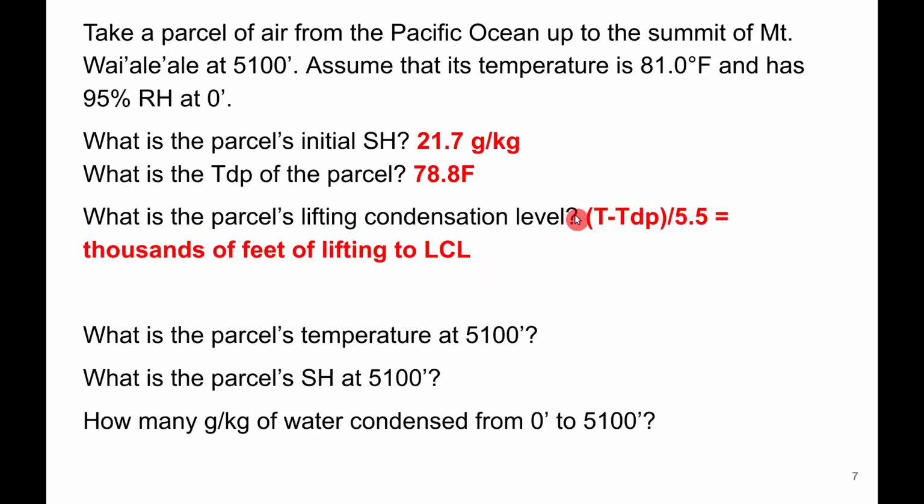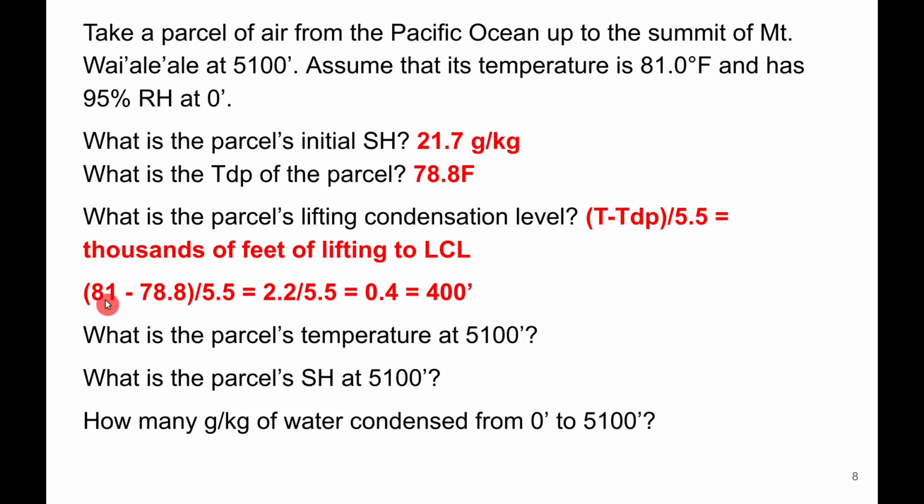So the formula for that is starting temperature minus the dew point temperature. That tells you how many degrees you have to cool. And 5.5 is the dry rate. That's the rate the parcel is going to cool until it cools to dew point temperature. So we find out how many degrees it has to cool, divide that by 5.5, and the answer is going to be thousands of feet of lifting to the lifting condensation level. So we plug those numbers in.